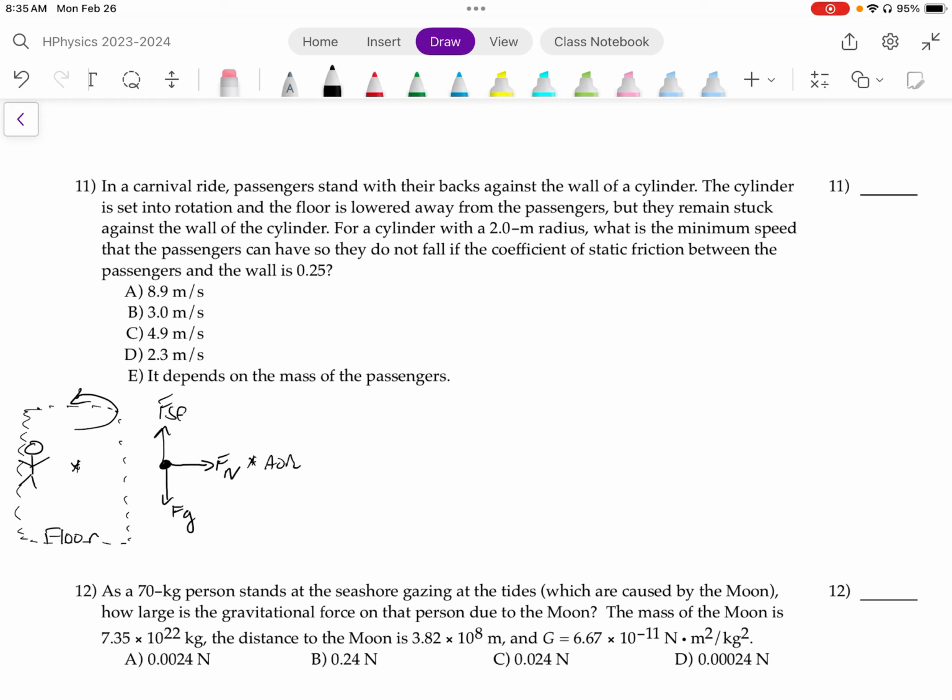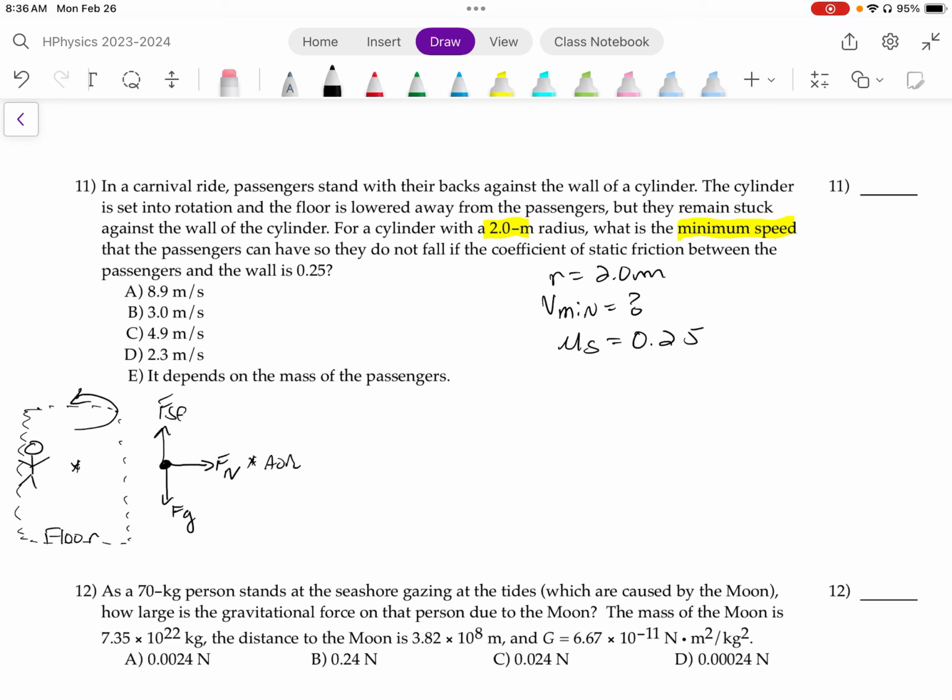So I have the ability to sum the forces in both the inward and the y direction. So let's go back and find all the data that was given to us. We were given the fact that the cylinder has a 2-meter radius. They asked for the minimum speed. So I have R equals 2.0 meters. The minimum speed is the question mark that the passengers can have so they do not fall. And they gave us the mu sub s of 0.25.